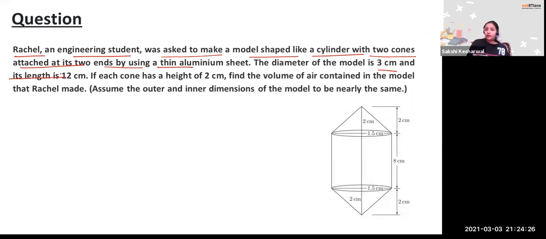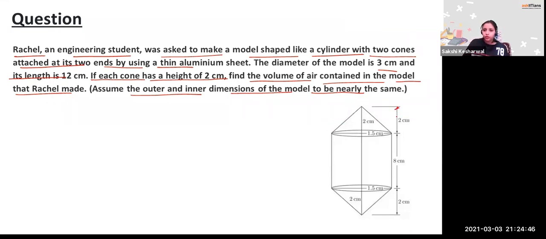The entire model length is 12 centimeter. If each cone's height is 2 centimeter, find the volume of the air contained in the model. Assume that the outer and the inner dimensions of the model are nearly the same, like the thickness is nearly the same. So what happened if you see this? The figure is already made.